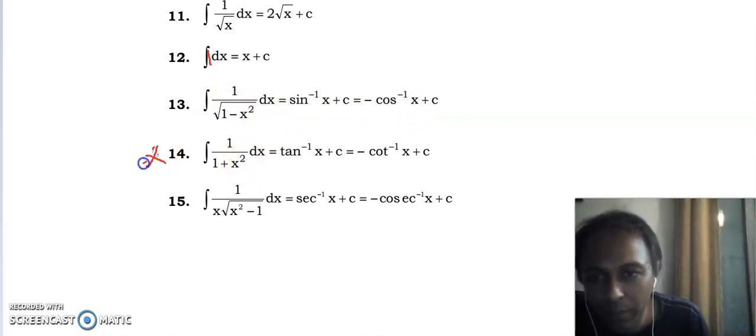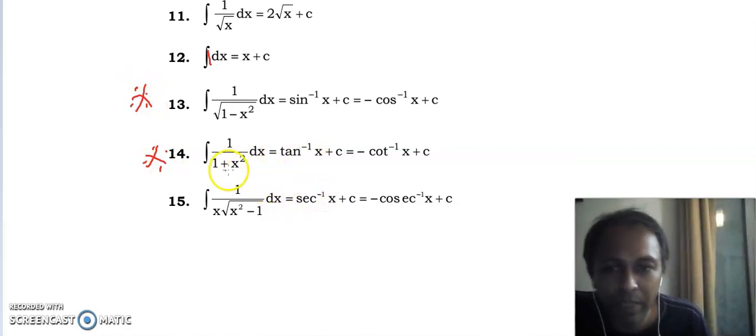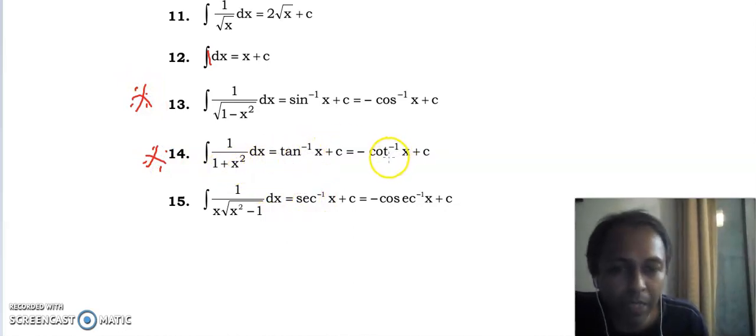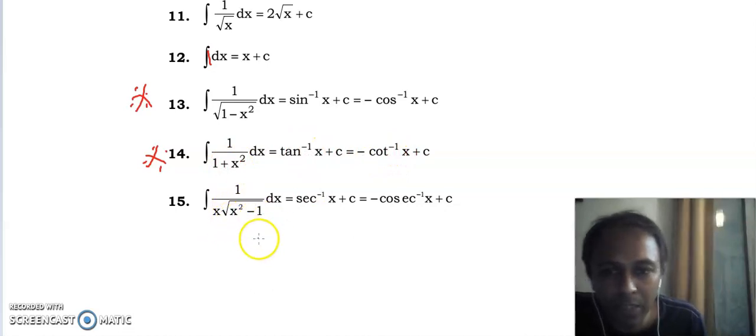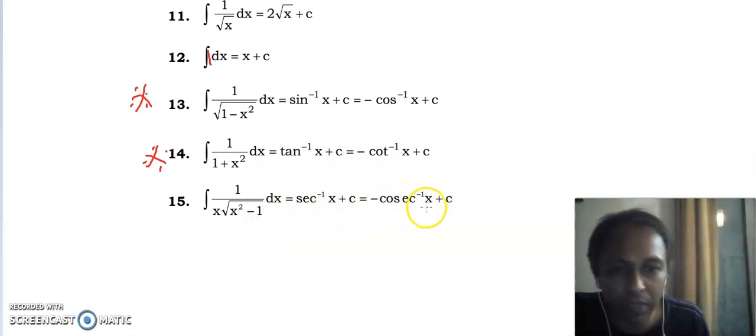Similarly, one of the very important results, even this was very important: the integral of 1 upon 1 plus x square is tan inverse x or minus cot inverse x. The integral of 1 upon x root x square minus 1 is sec inverse x plus c or minus cosec inverse x plus c.